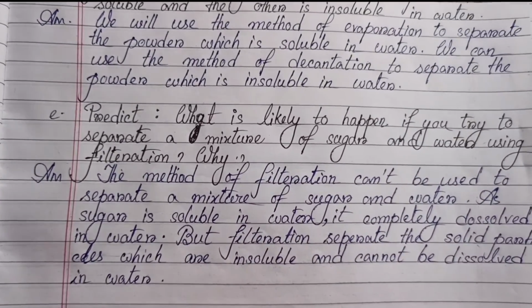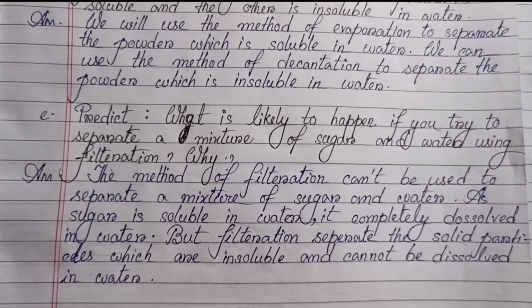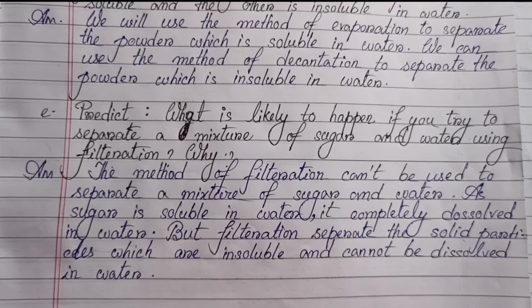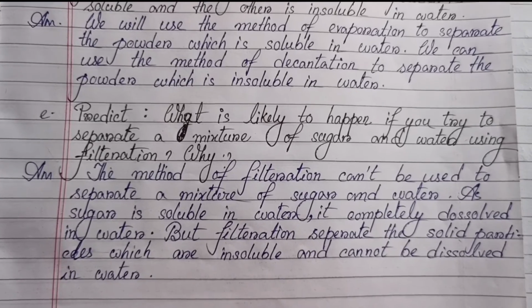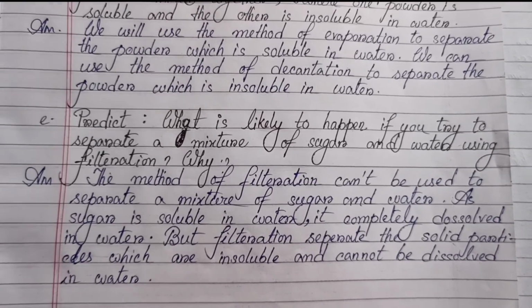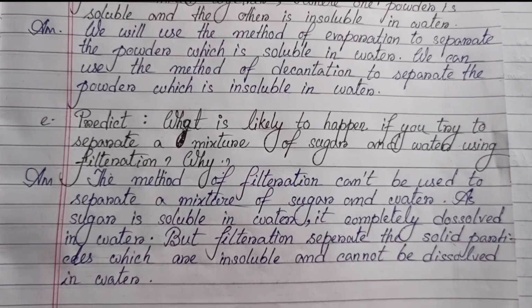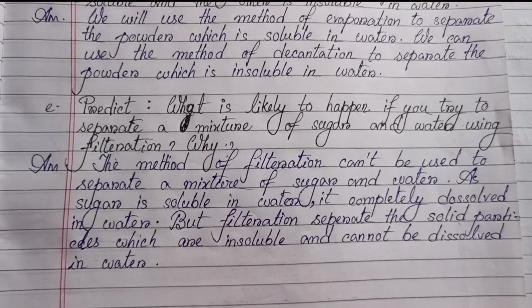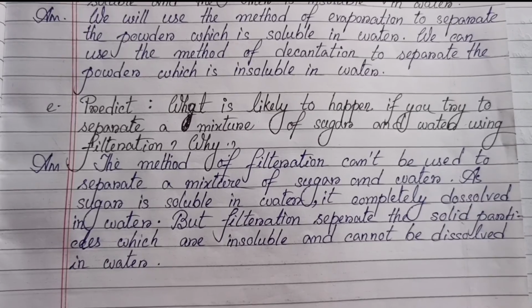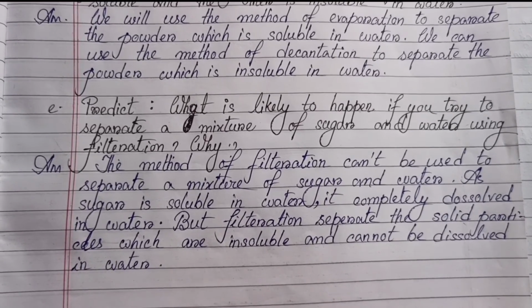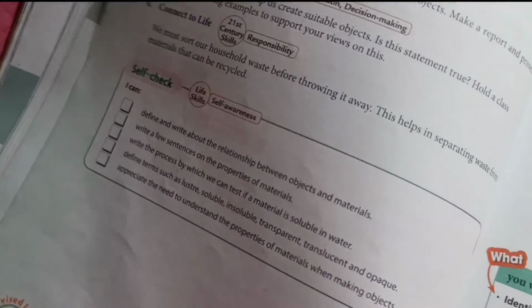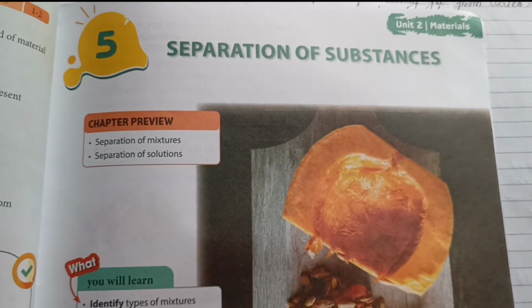Number D, predict what is likely to happen if you try to separate a mixture of sugar and water using filtration. Why? The method of filtration can't be used to separate a mixture of sugar and water, as the sugar is soluble in water. It completely dissolves in water, but filtration separates the solid particles which are insoluble and cannot be dissolved in water. So these are the exercise question answers from the chapter Separation of Substances.